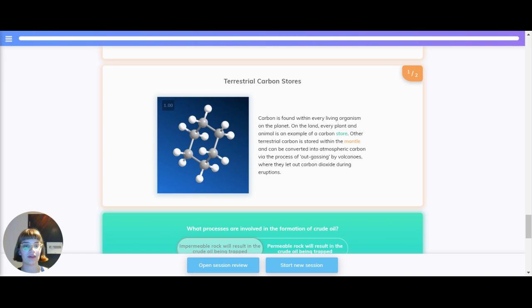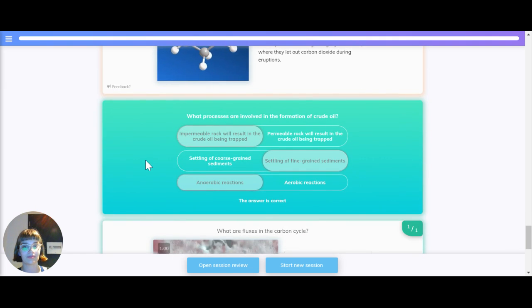Carbon is found within every living organism on the planet. On the land, every plant and animal is an example of a carbon what? This is an example of a carbon store. Other terrestrial carbon is stored within the mantle and can be converted into atmospheric carbon via the processes of outgassing by volcanoes, where they let out carbon dioxide during eruptions.